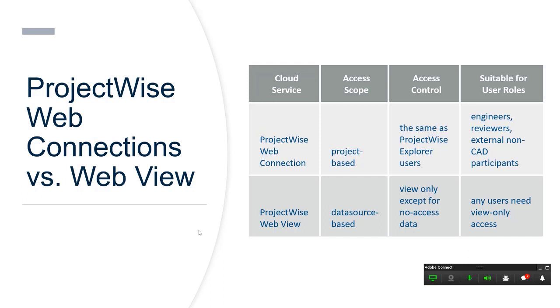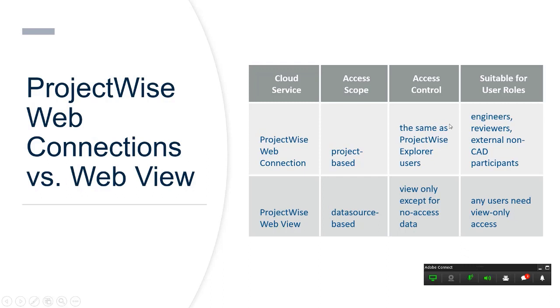And second of all, the access control. By consuming the web connection service, essentially any ProjectWise user has the same access control as the desktop client. In comparison, with web view, you will have view-only access, except for the data you do not have access to. A good example would be, let's say within a data source, we have a confidential project, and only the members within that project-specific AD group can view that project. In that case, regardless of which tool you're using, if you cannot see a certain confidential project, you still have exactly the same result.